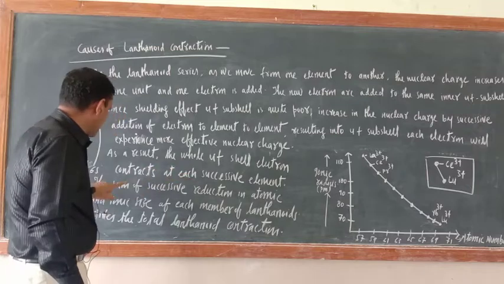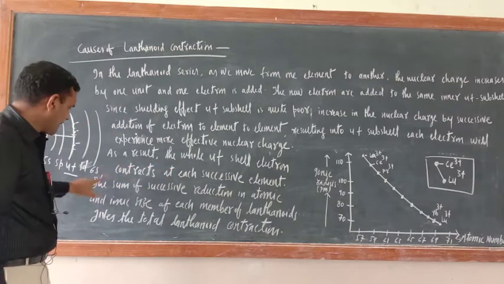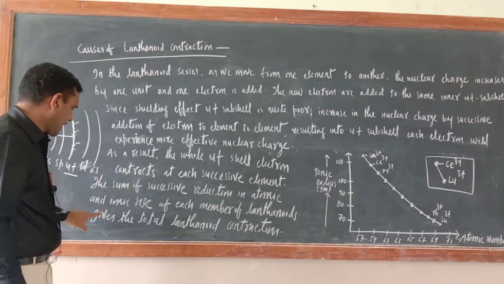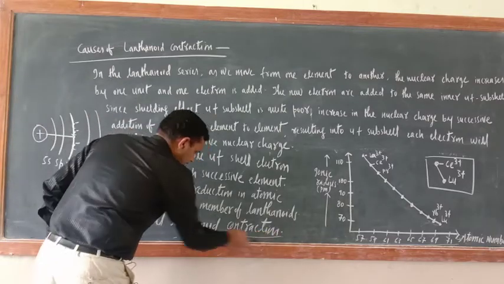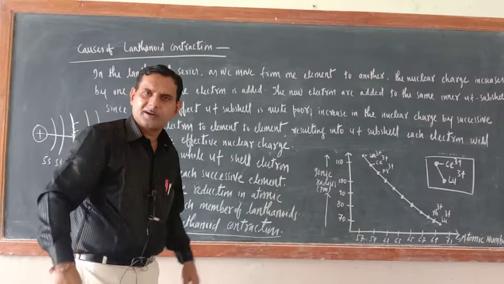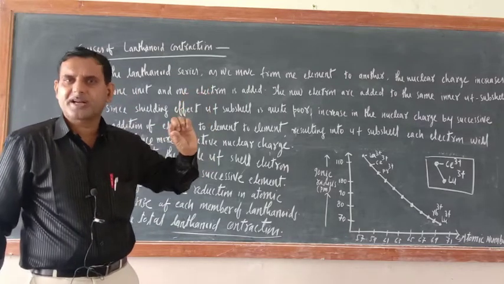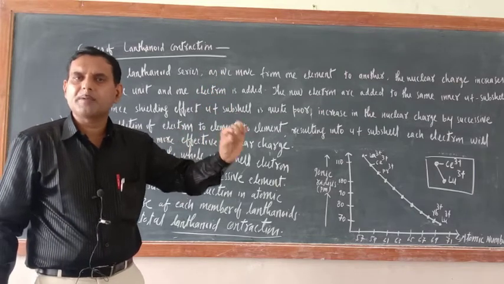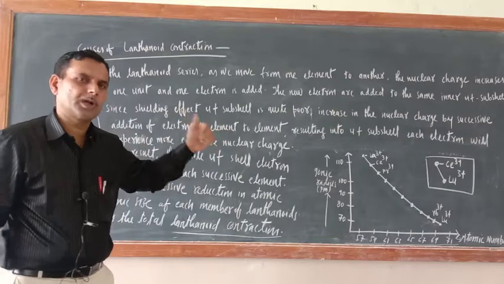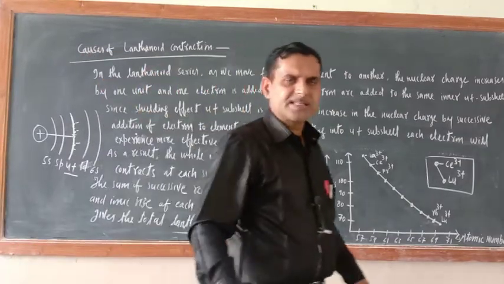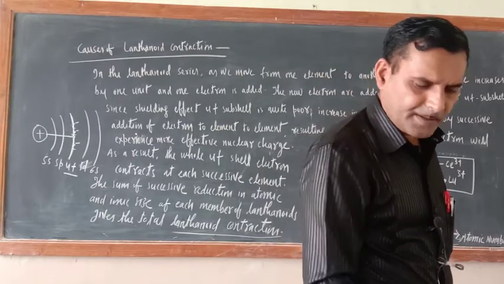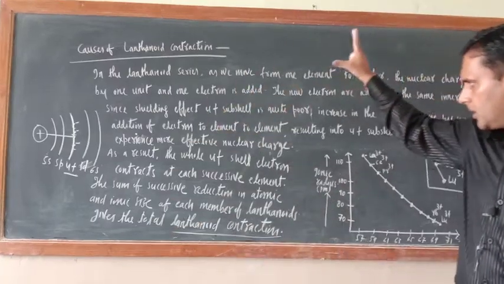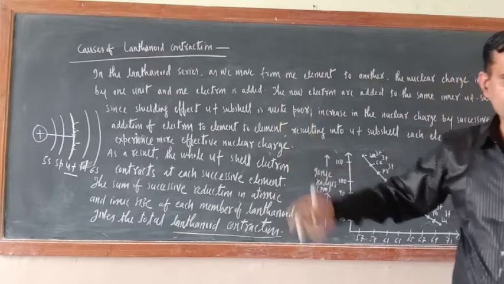at each successive element. The sum of successive reductions in atomic and ionic size of each member of lanthanide gives the total lanthanide contraction. So with the addition of each electron to successive element, there is a little bit of contraction because nuclear charge is increasing, and when all those contractions from element to element sum up, you will get the total lanthanide contraction. So ultimately what we can say, the lanthanide contraction is because of the poor shielding effect of 4f subshell. Okay, now you can write all those things, and I hope that you will understand it properly.